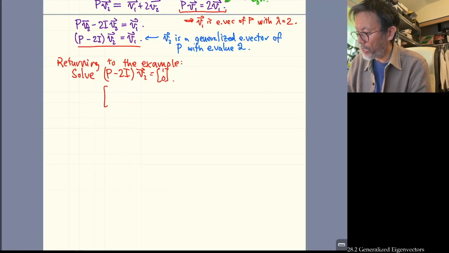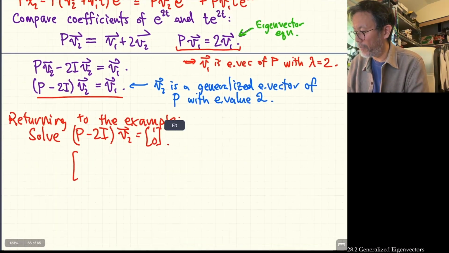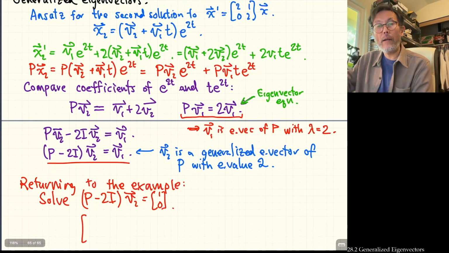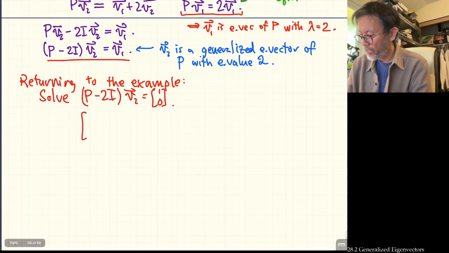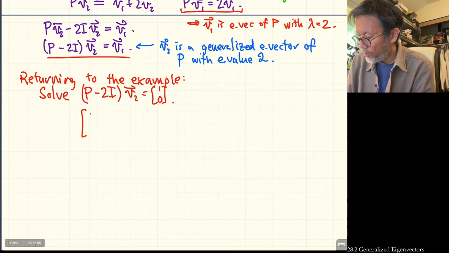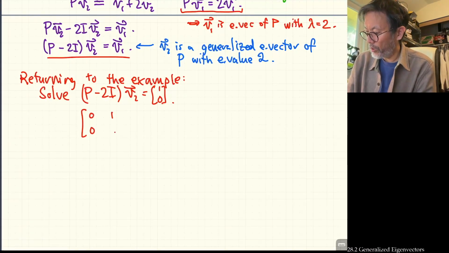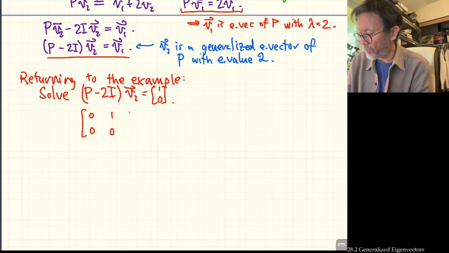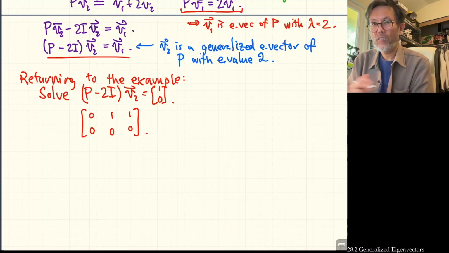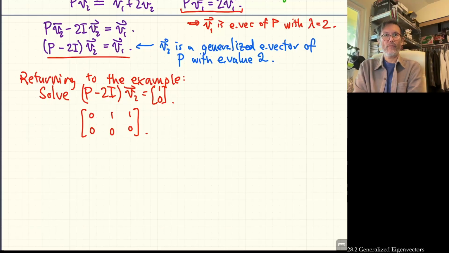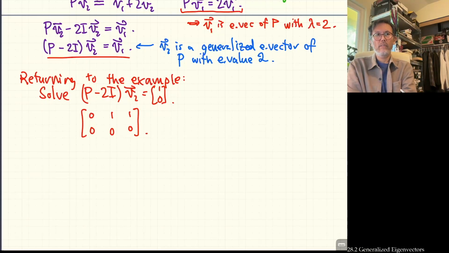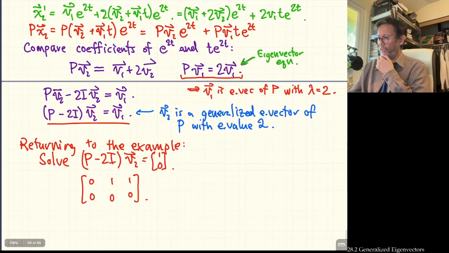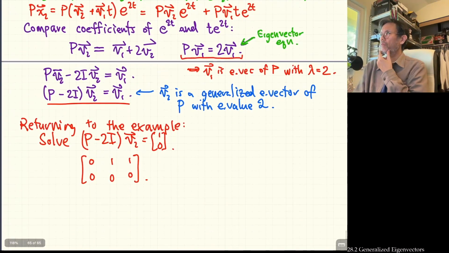So let's disambiguate what P is. P is 2, 1, 0, 2. And I'm subtracting 2 times the identity. So if I do this, I get 0, 1, 0, 0. And then I'm going to augment it with the vector 1, 0. Like this. Did I do that right? I think so.